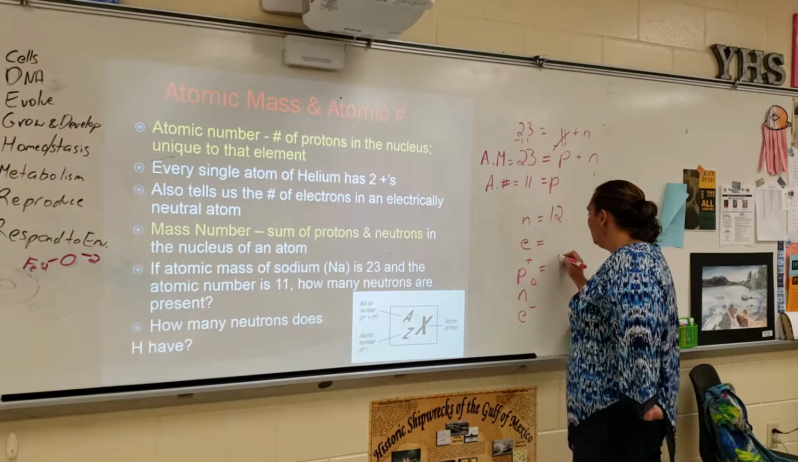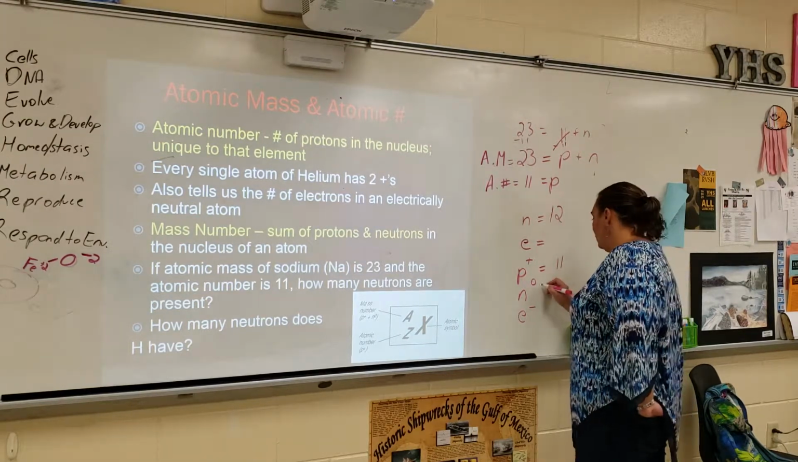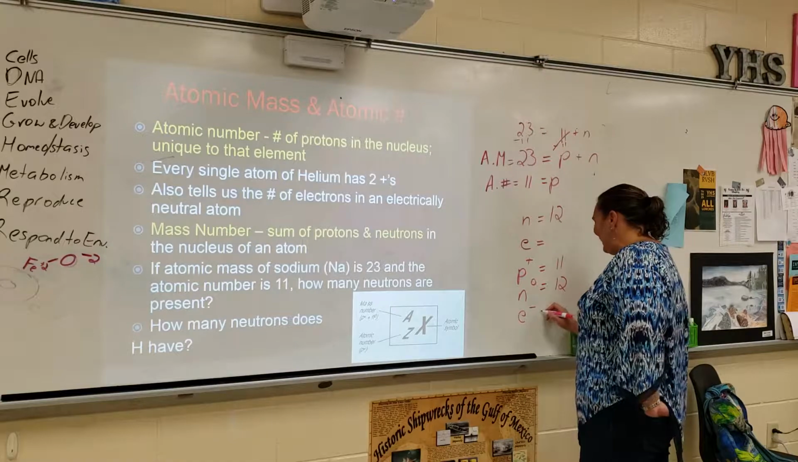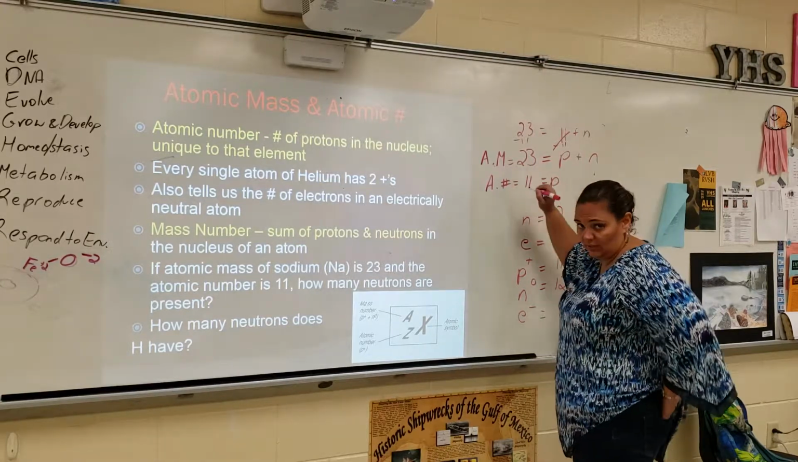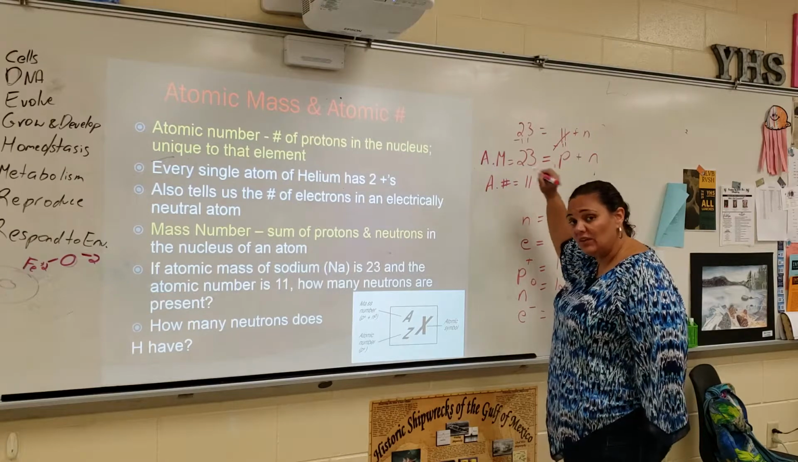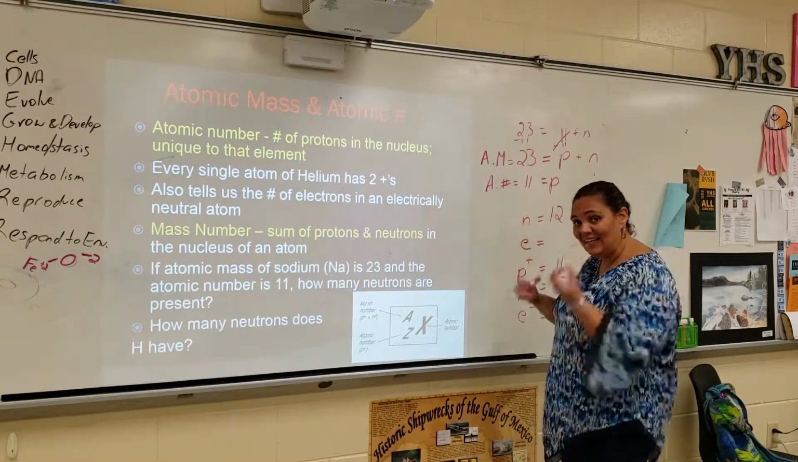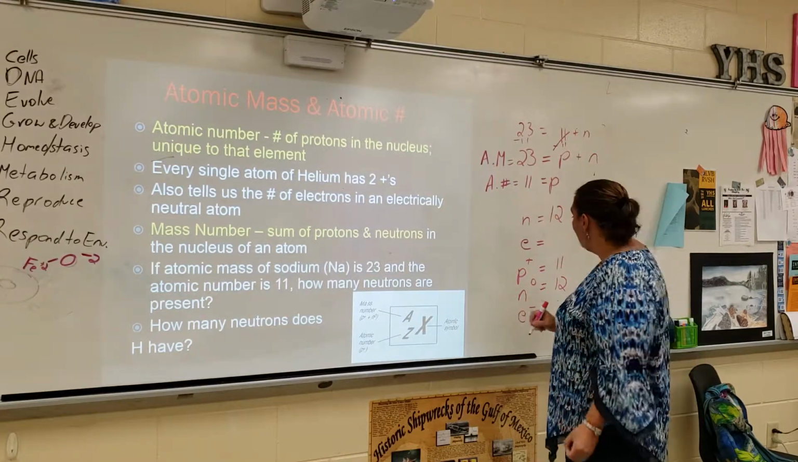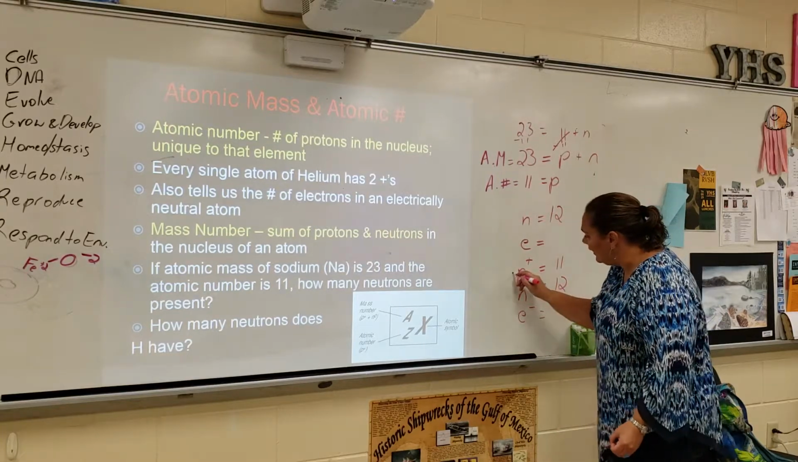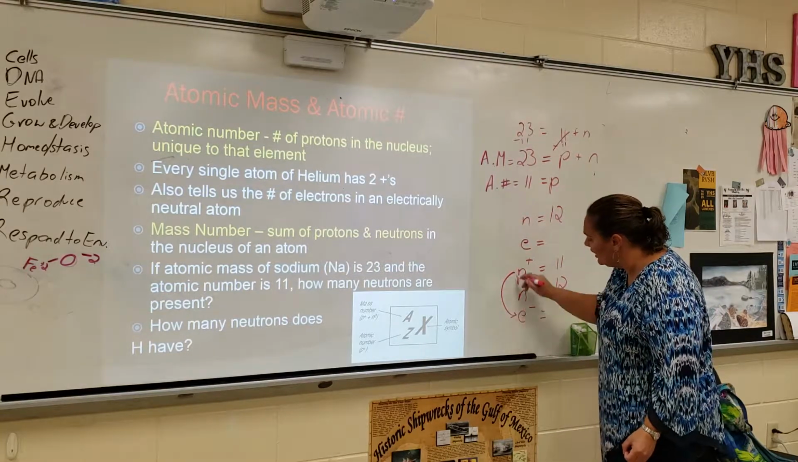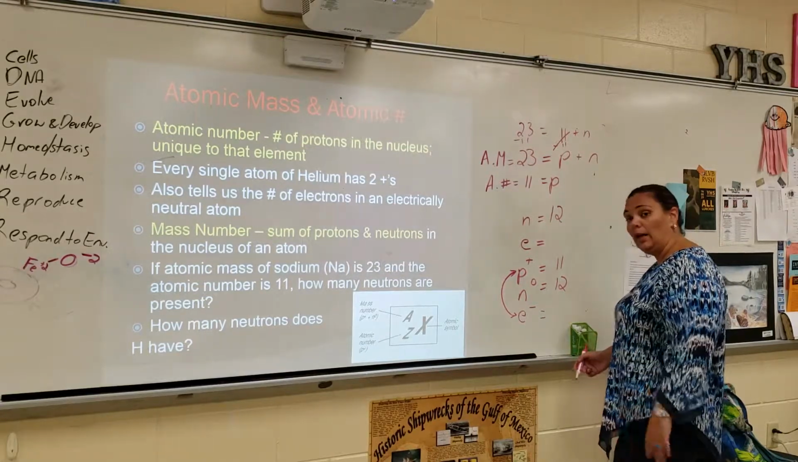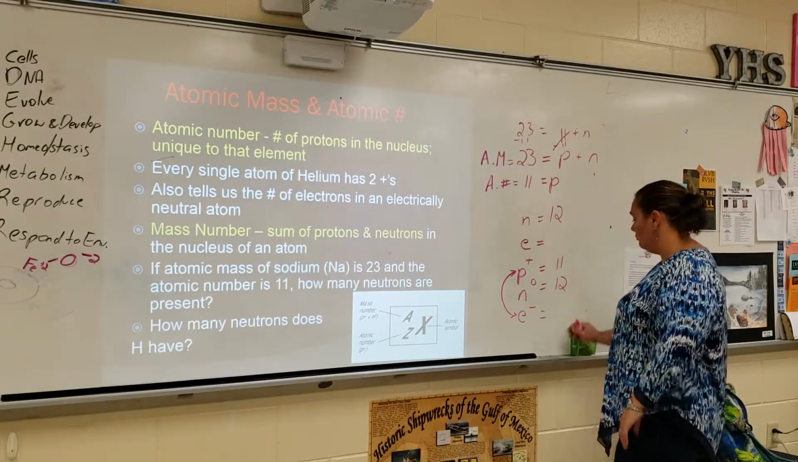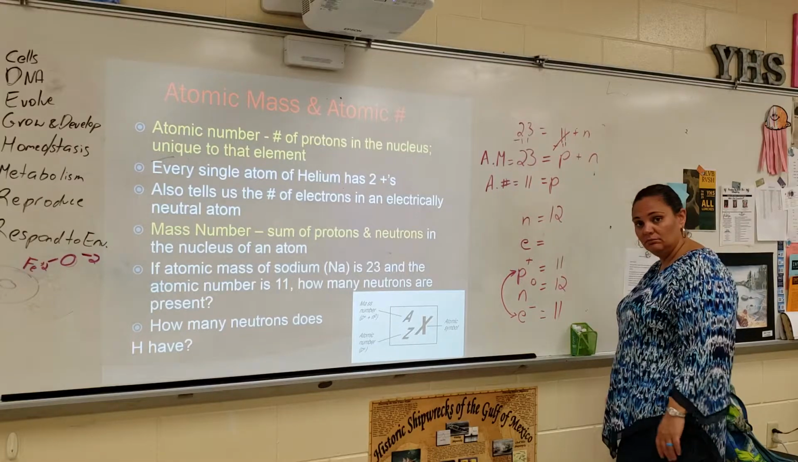You know the protons are 11, the neutrons are 12, and I did not tell you that this atom had a charge on it. So if I did not tell you this atom had a charge on it, that means it has 0 charge. That means your protons and your electrons have to be equal to each other. So, how many electrons do you have? 11. Good?